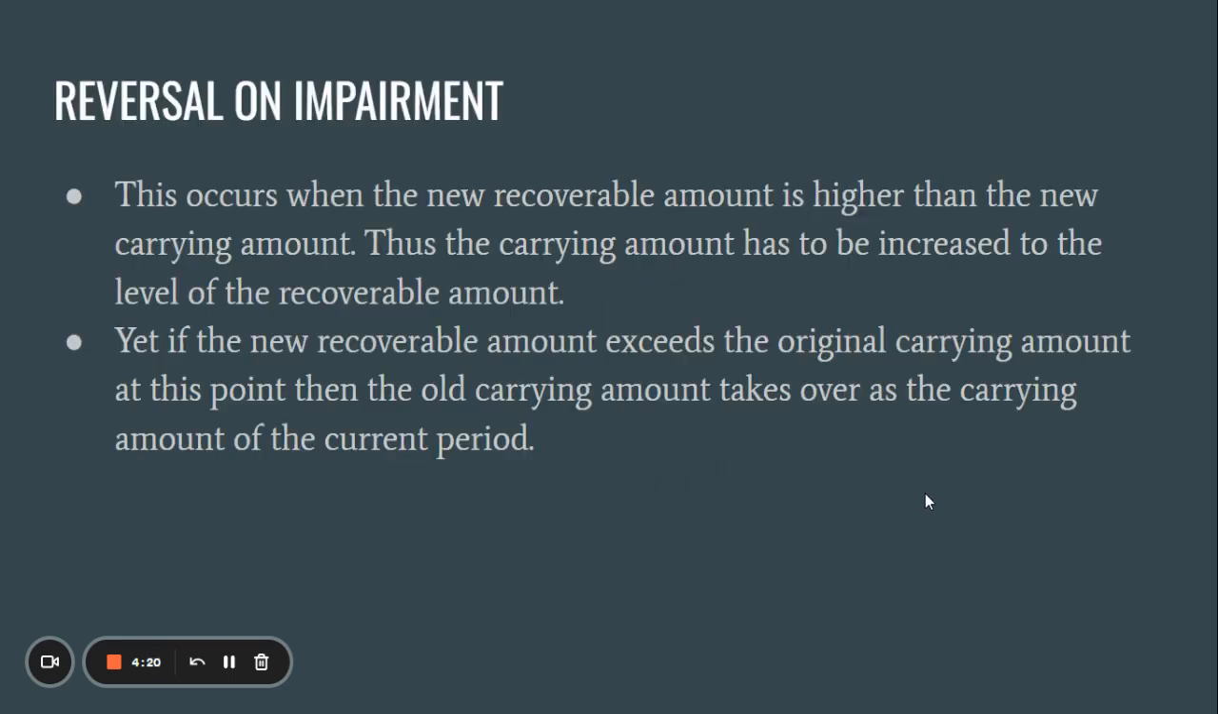So today we'll be dealing with the reversal on impairment. This occurs when the new recoverable amount is higher than the new carrying amount. Thus, the carrying amount has to be increased to the level of the recoverable amount. Yet, if the new recoverable amount exceeds the old carrying amount at this point, then the old carrying amount takes over as the carrying amount of the current period.